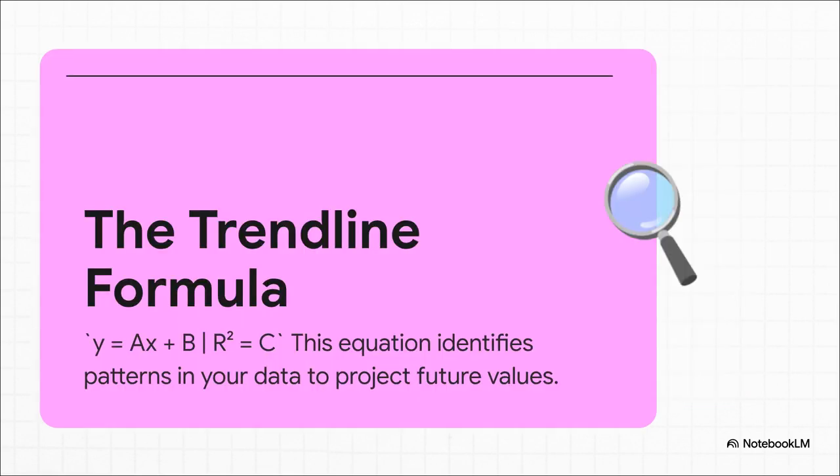Now, don't let the scary-looking formula fool you. This is your crystal ball. The app does all the heavy math for you. It looks at your past data and draws a line, a trend line, showing where things are headed. The only thing you really need to know is that R-squared value. Think of it as a confidence score. The closer it is to 1, the more reliable your forecast is.